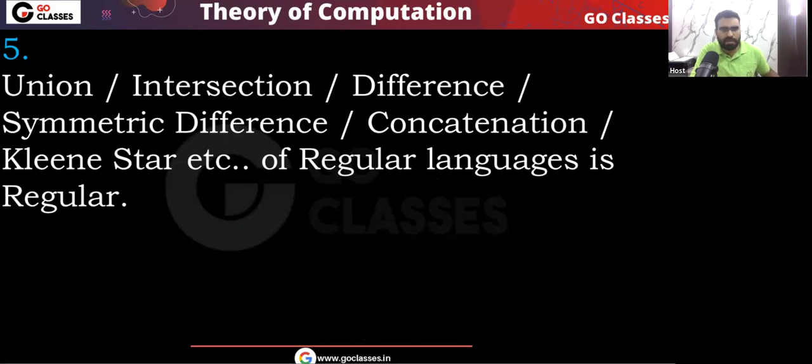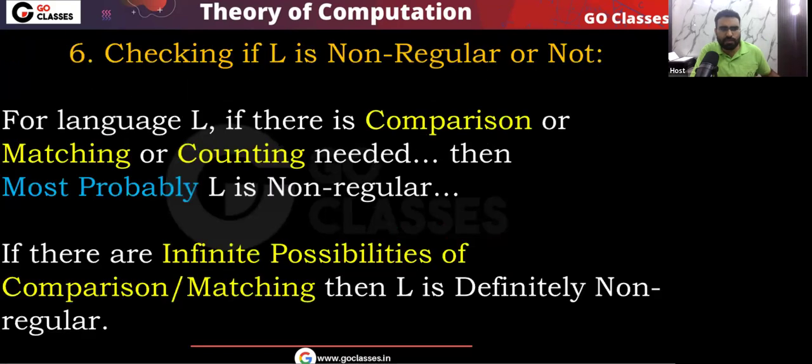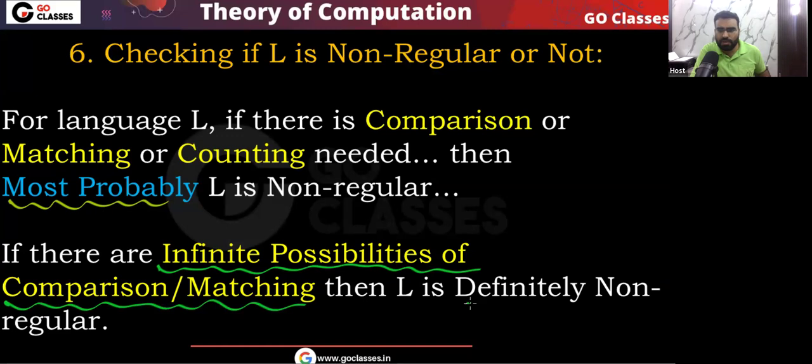Now let's see when the language will become non-regular. When can I say that the language will be non-regular? I told you that in the language L, if there is comparison or matching or counting, then most probably the language is non-regular. And I told you that if you can find infinite possibilities of comparison, then the language will be definitely non-regular. This is an important point.